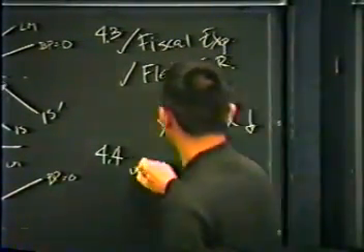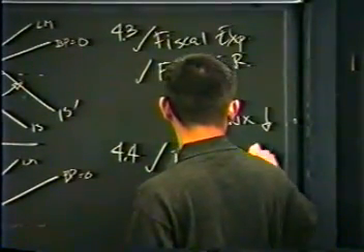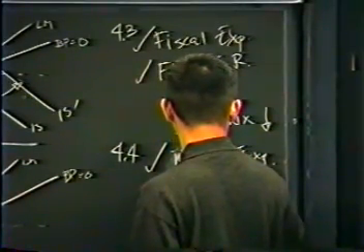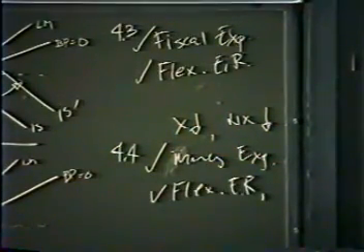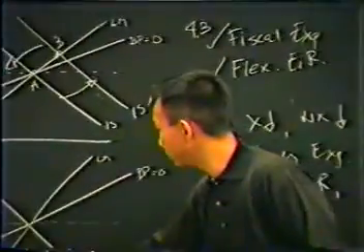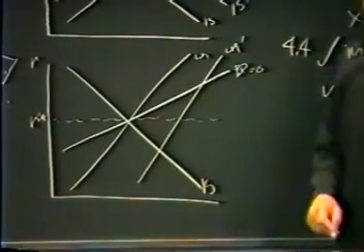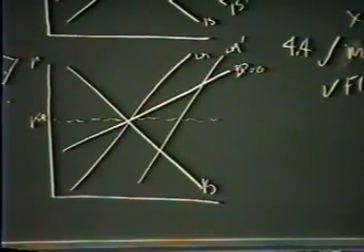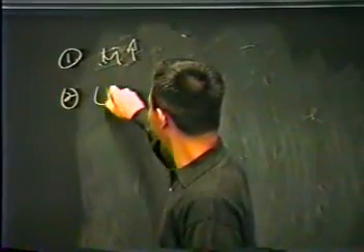Finally, monetary expansion, flexible exchange rate, final step. A monetary expansion is an increase in M. An increase in M shifts your LM curve upward. Let me tell the story for this. When M increases, LM shifts out.